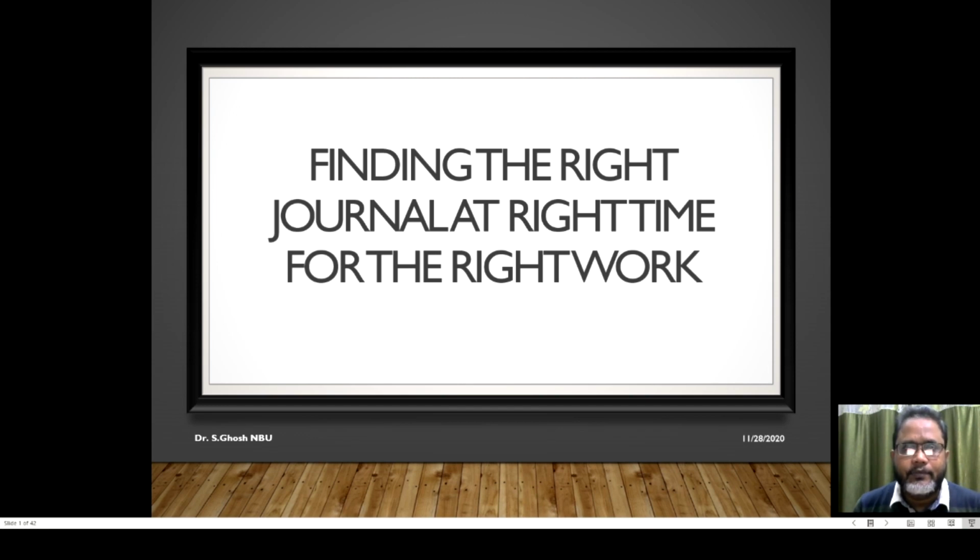If you can't publish your work within the right time, there might be other fellows who can take up this challenge, and if he or she publishes it before you, all of your effort regarding this research will go in vain. So that is what we are talking about: finding the right journal at the right time for the right work.